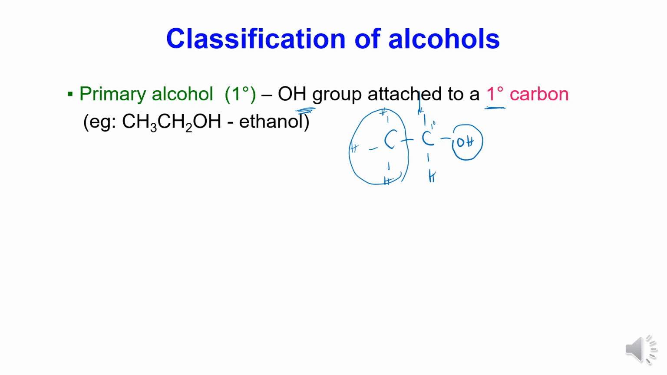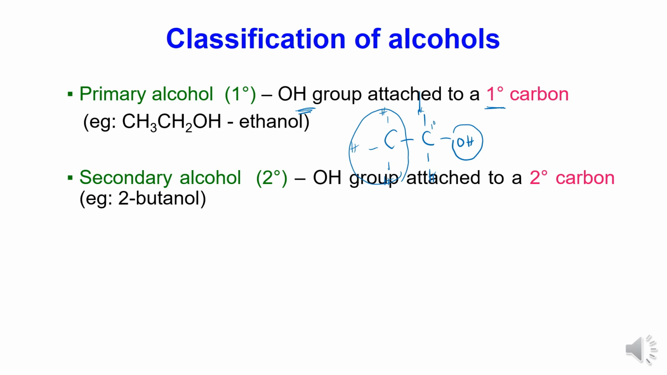The same goes for secondary alcohol. It is attached to the secondary carbon. For example, 2-butanol. If I draw the structure of 2-butanol, 1, 2, 3, 4 for butanol. The 2 refers to the OH group attached to the second carbon. So OH, hydrogen, hydrogen, hydrogen, completing with hydrogen for each carbon. And here your OH group is attached to the secondary carbon. Okay, so there is 1, 2.